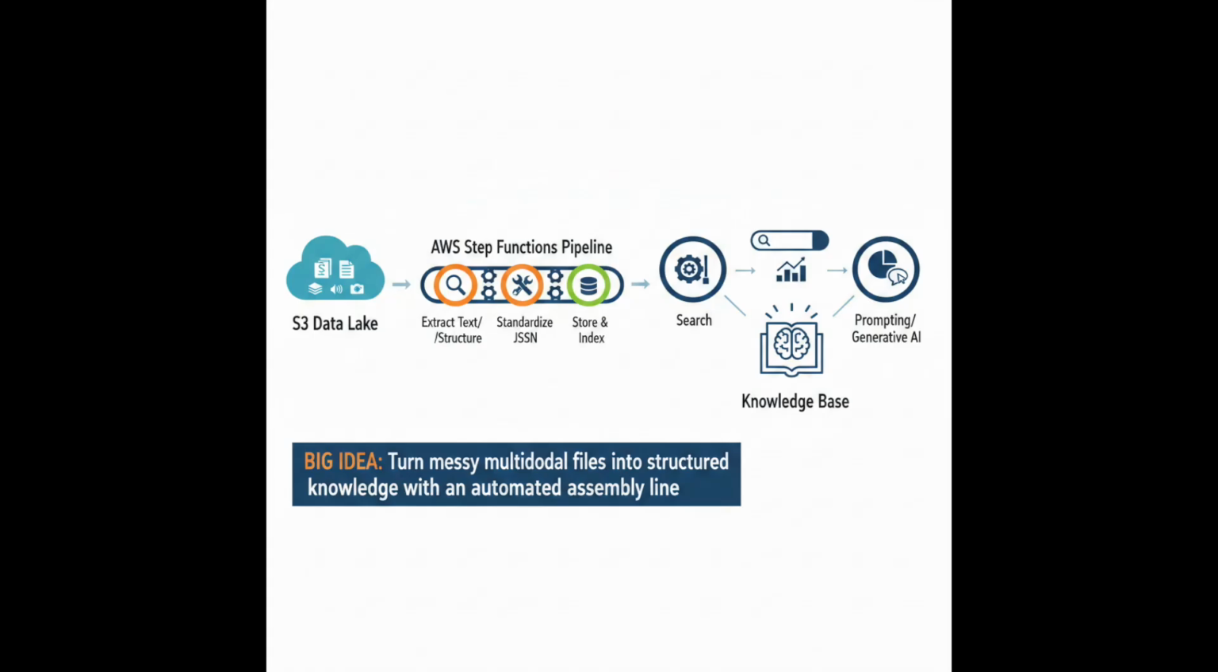Multimodal ingestion pipeline: text plus docs, audio, images. Big idea in one sentence: you take messy multimodal files in S3 and run them through a Step Functions assembly line to extract text and structure, then store standard JSON for search, analytics, and prompting.